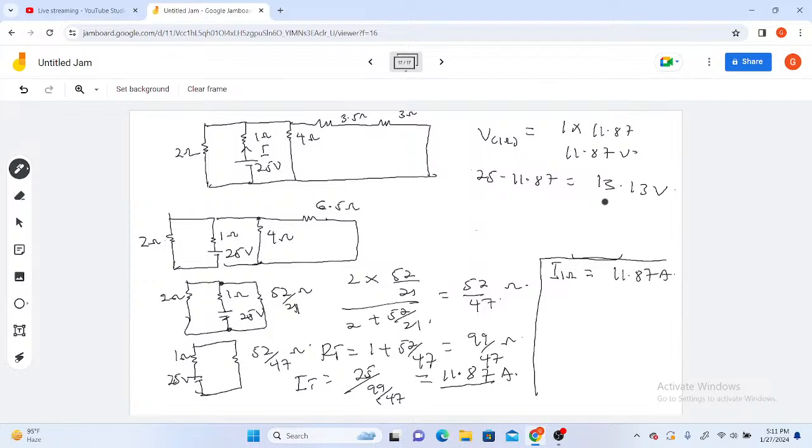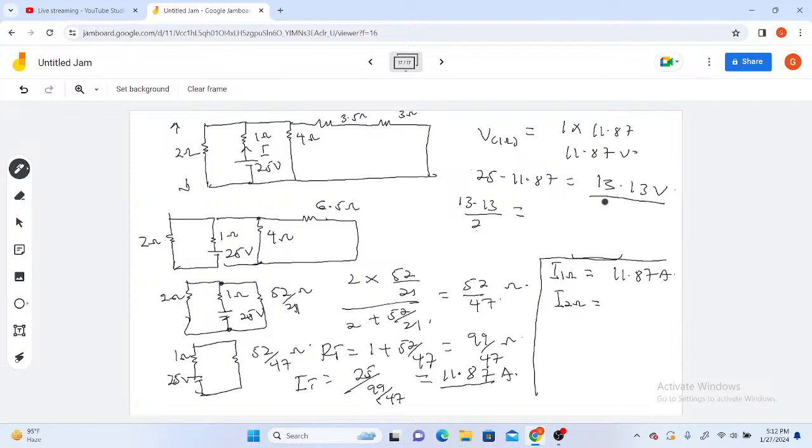Hence, the voltage across these 2 ohm is what? 13.13. Take note, because it's in parallel, that's the voltage across it. So to find my I 2 ohms, it will be equal to what? My voltage 13.13 over its resistance 2. That gives me 13.13 over 2, that is 6.56.